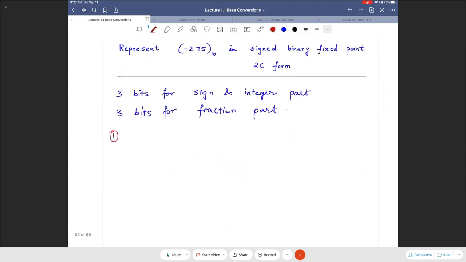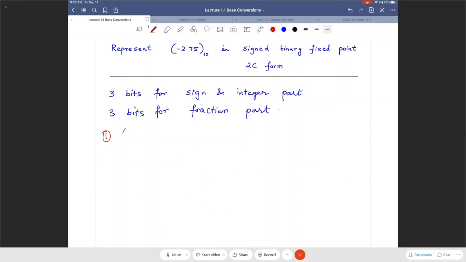2.75. All right. So 2.75 in decimal is going to equal, I have 3 bits for sign and integer. That is my sign and integer. Binary point. And for 75, I need half and a quarter. Half and a quarter. That's my first step. Representing the number in its positive form.